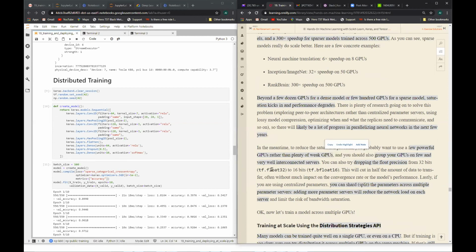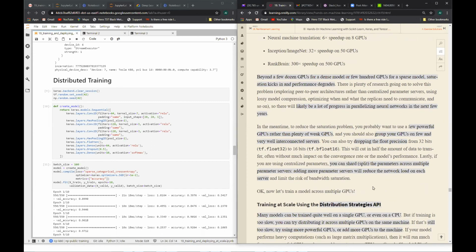Okay. So in the meantime, he recommends using a powerful GPU instead of many weak GPUs, and making the servers very well connected with high speed. Also decreasing the precision from 32 bits to 16 bits, making the data half the size and decreasing just a bit the convergence and the precision. Then if you have centralized parameters like the parameter server, you can split the parameters across multiple parameter servers to avoid bandwidth saturation. And that's here.